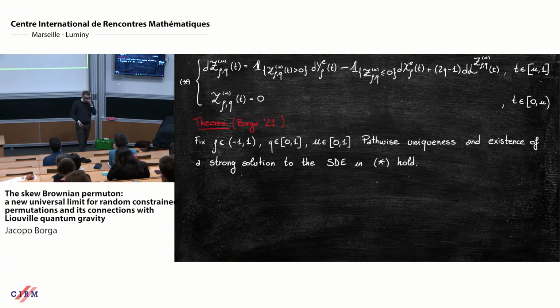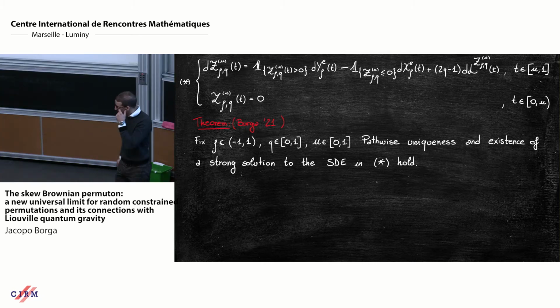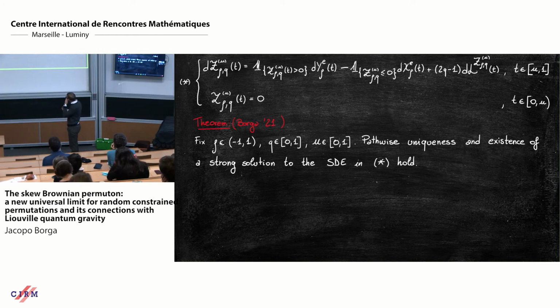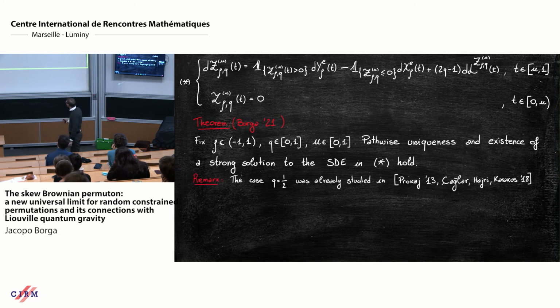When you have an SDE, it's not that easy to show that you have existence and pathwise uniqueness, so we have to prove it. So I prove it for the general case when rho is between -1 and 1 and q is fixed between 0 and 1. And let me say that this was already proved in the case q equal 1/2, so when you do not have the local time term. And this was a work of Prokai that showed pathwise uniqueness, and Paglar, RG, and Targer showed existence. I generalized this proof to the case where you have the local time.